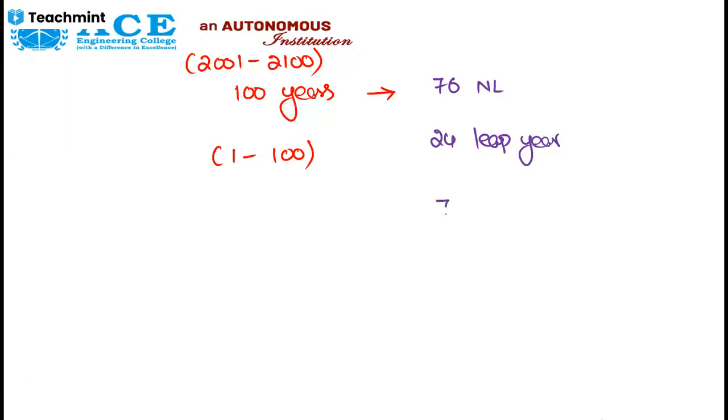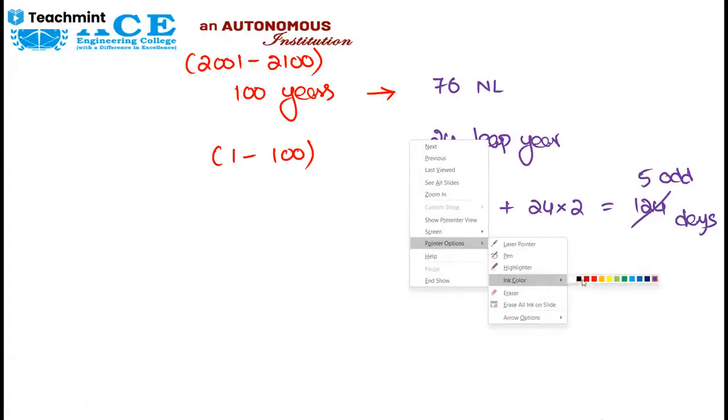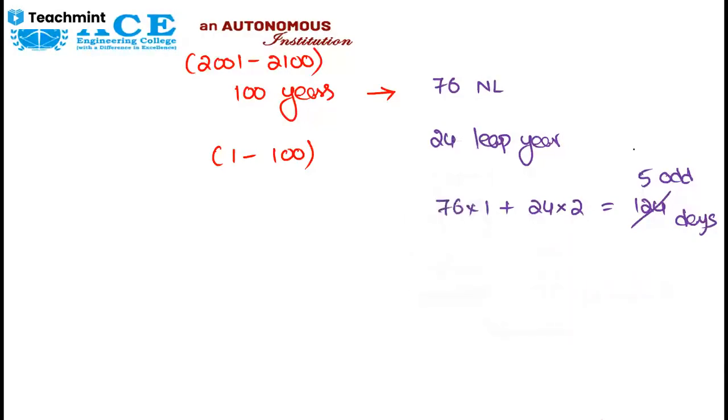Now odd days: 76 into 1 for non-leap years, and for a leap year 2 odd days. If you go ahead, we get 124 odd days. If you divide by 7, 7 17s are 119, so 5 odd days. For every 100 years, 5 odd days. 5 odd days means in terms of day we can call it Friday. This is what we calculated for 31st December 2100.